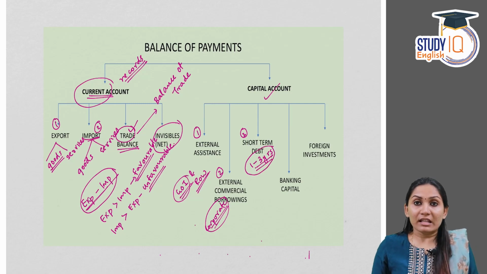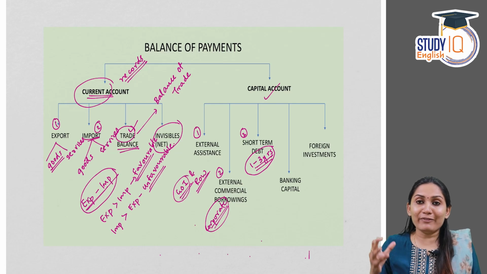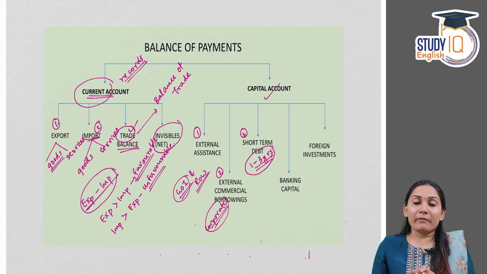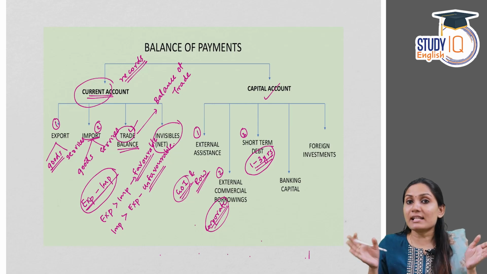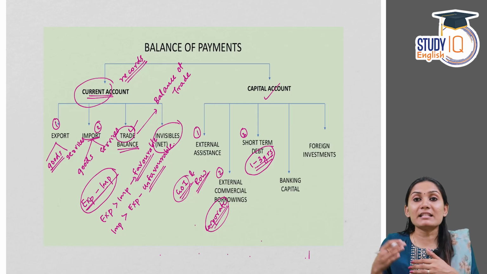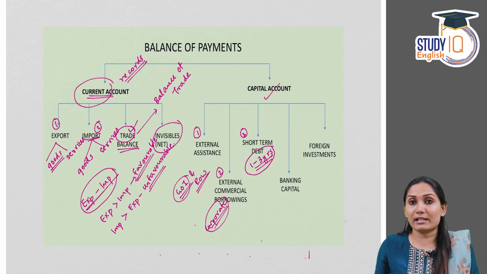1 to 3 years within the capital account. Now, when we come to capital market and money market, you should not get confused. That's why I'm mentioning that as well. The financial market can be split into two: money market and capital market. Money market deals with short-term financial instruments, whereas the capital market deals with long-term financial instruments.